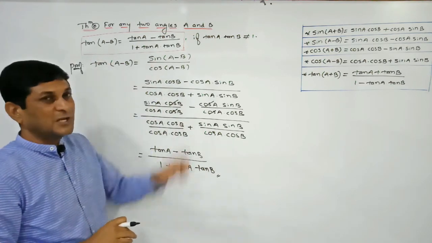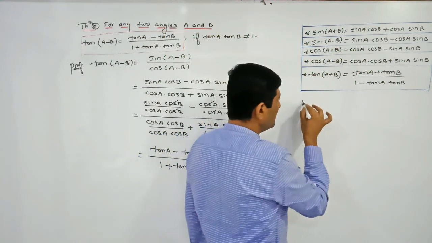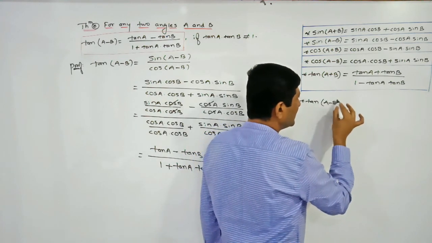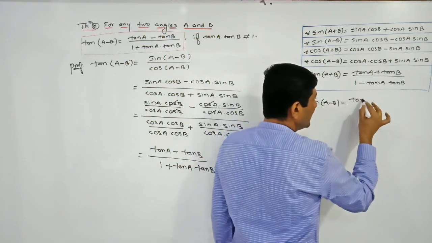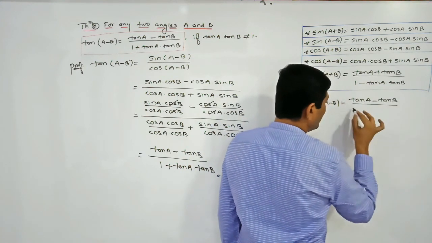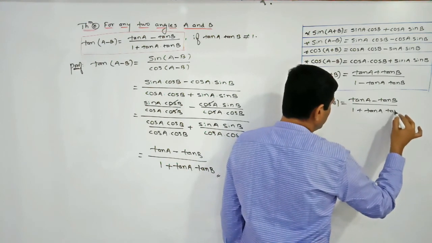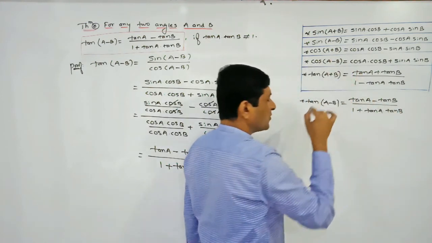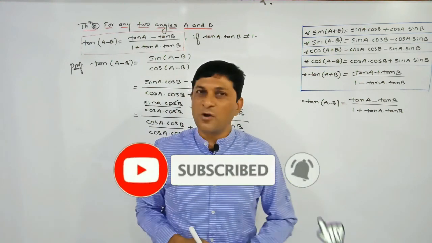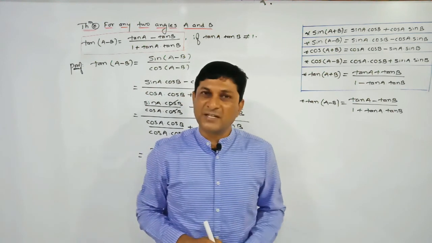So what new formula have we got here? Now our new formula is tan A minus B is equal to tan A minus tan B divided by 1 plus tan A into tan B. So in this way we have got 6 important formulas for finding trigonometric ratios of compound angle. Even let us try to prove the formulas related with what?